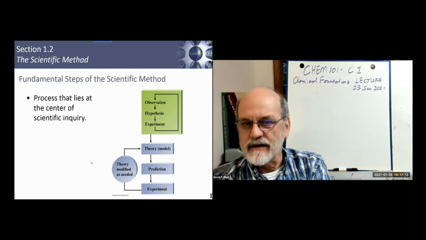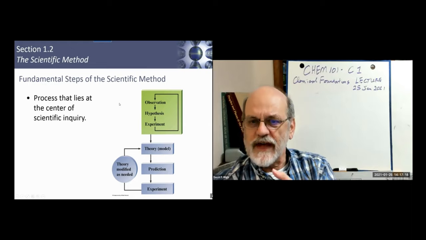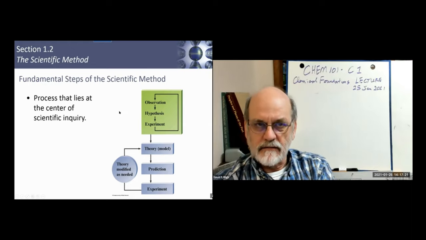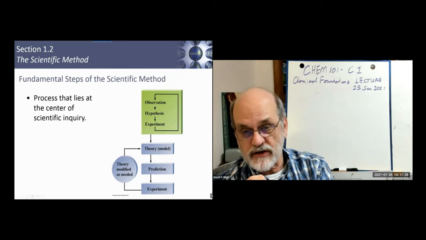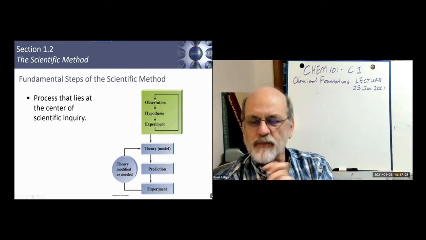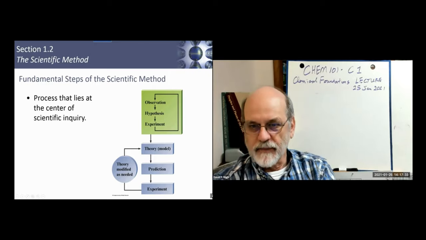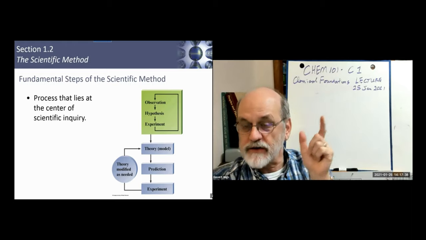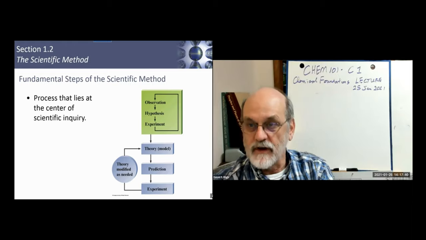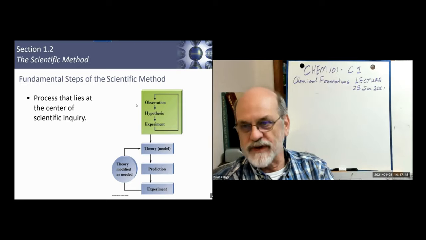Okay, here's a schematic of what we might consider as the scientific method. Usually the scientific method, at this step right here where you see observation, just prior to that or just after it is a question. Someone has seen something and it sparks their curiosity. They want to know how that happens, why that happens. So if you're not curious about anything, then you've got no business in the sciences.